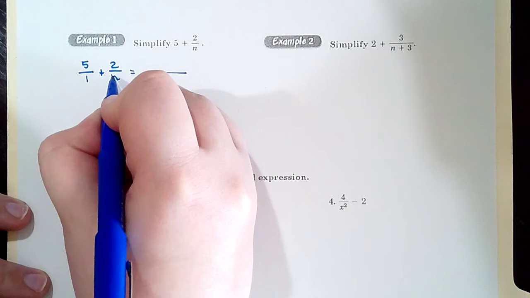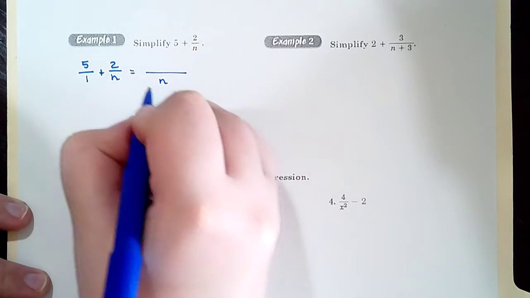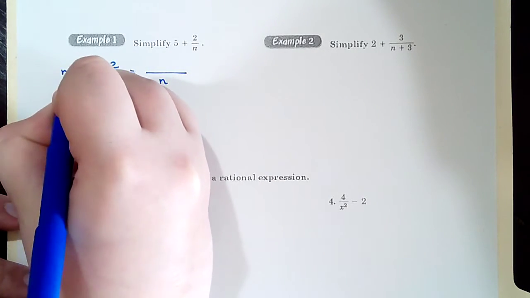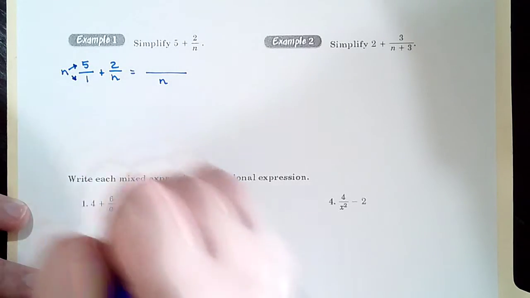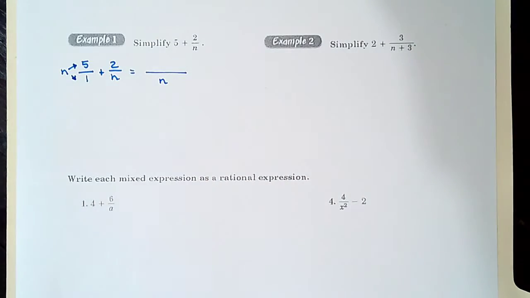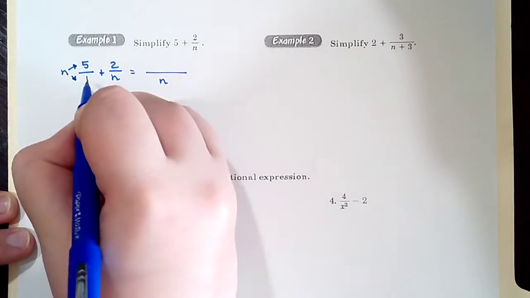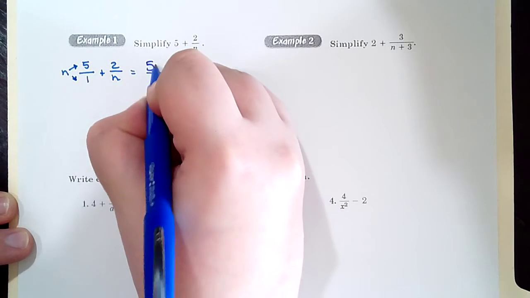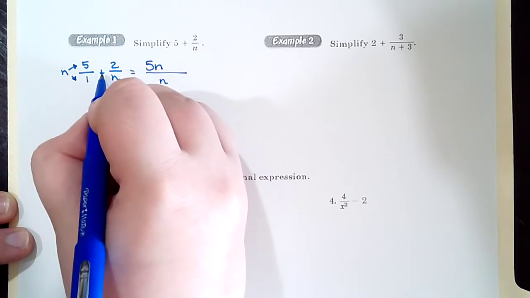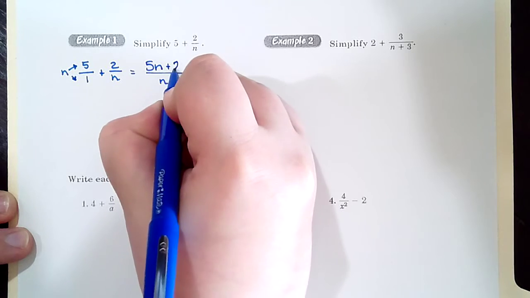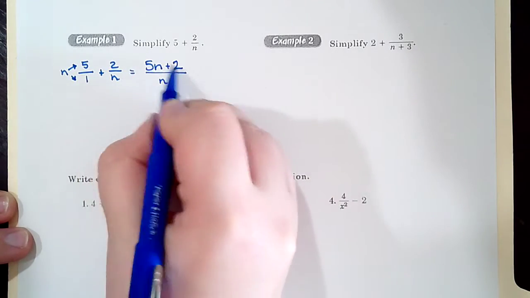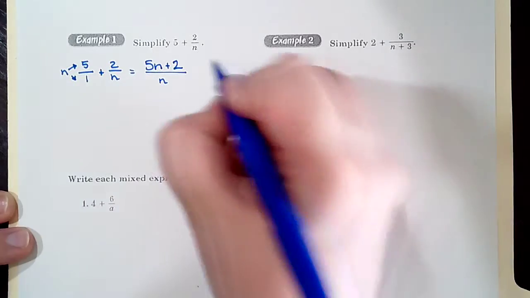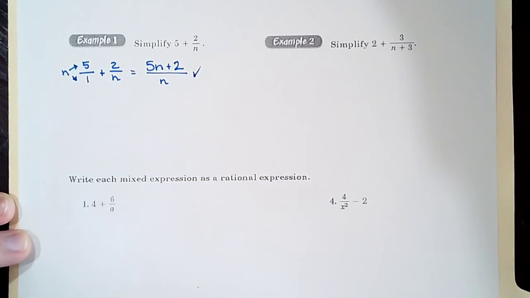Now this already has an n on the bottom, but 5 doesn't. So what I need to do is multiply this term by n on the top and n on the bottom. Remember, because I'm multiplying by n divided by n, I'm just multiplying by a big fancy 1, which doesn't change the fraction. When I do this, I get n on the bottom, and I get 5n on the top. I now have 5n in the first fraction, plus 2 in the second fraction. They're both divided by n. We can't simplify any further, so that's our answer.